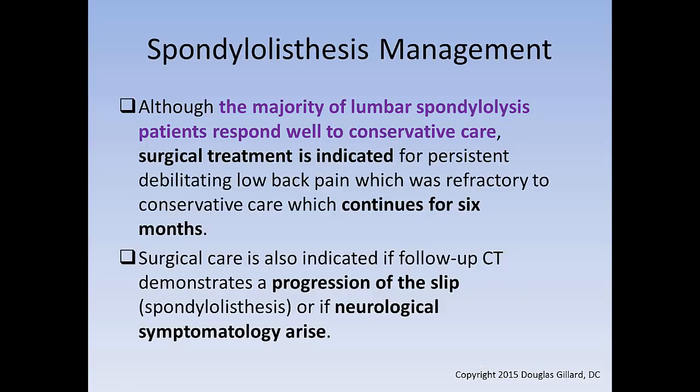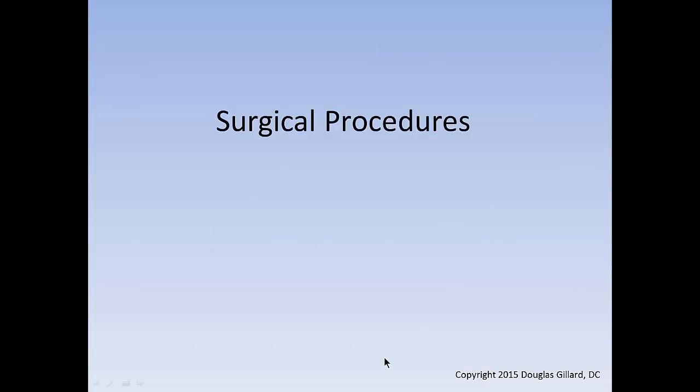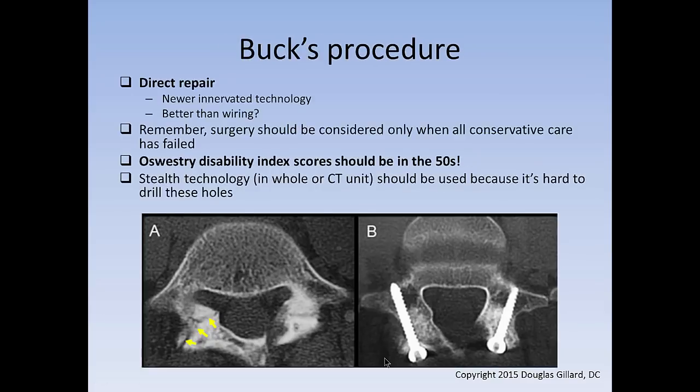So although the majority of spondylolysis patients respond well to conservative care, if surgical treatment's indicated, then it's indicated. Sometimes they just need it. If their Oswestry is real high, over 50, and nothing is working, if this is going on for 6 months, they may need to have that slip reduced surgically and stop that micromotion by fusion. Especially if there's a progression of the slip, if things are getting worse, or if neurological symptomatology arises. That's obvious. Surgical procedures, let's talk about those a little bit.